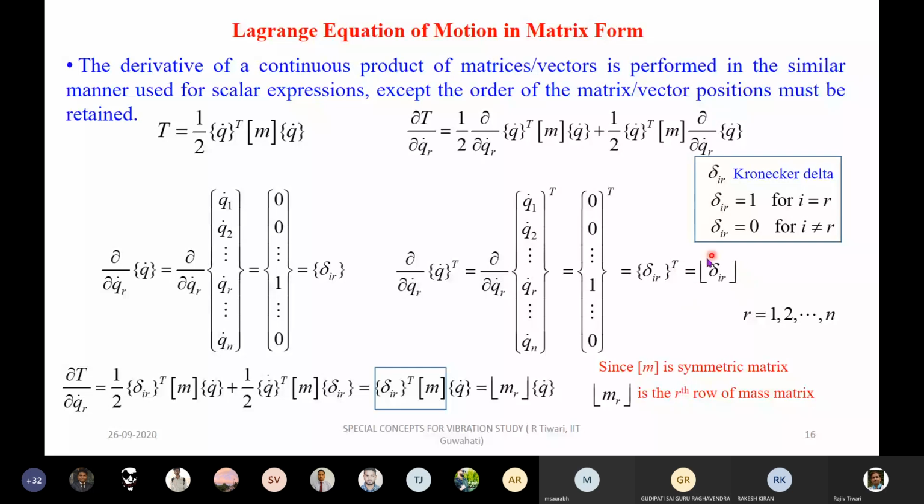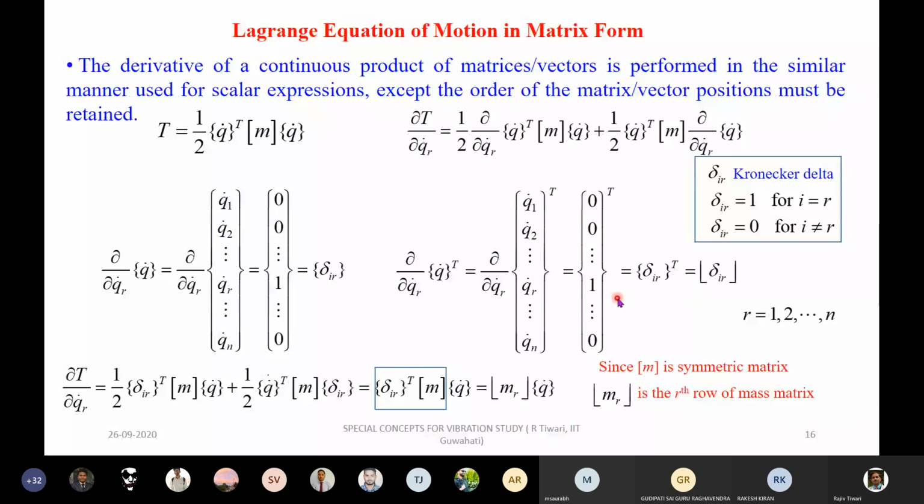So that will indicate a row vector with all elements 0 except at i equal to r. So this is the differentiation representation, basically in the expanded form. Once I'm differentiating a vector q dot with respect to q_r dot, then that means there is a coordinate delta_ir. So this is a simple extension of this.